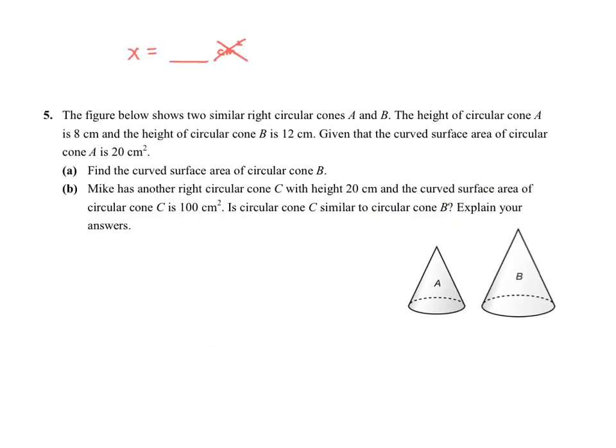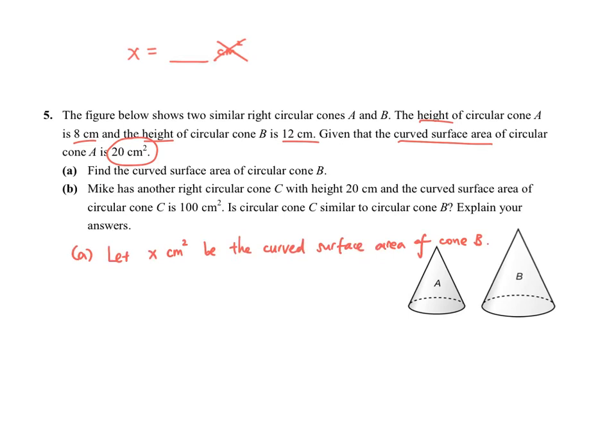Okay, so for number 5, it's also about similar solid type questions, and here you should look at the information given. You have the height. When you look at the word height, it means that this is a dimension 1 measurement. It means that this is the length ratio. And then we have the curved surface area of cone A, so it means that this is a dimension 2 measurement.